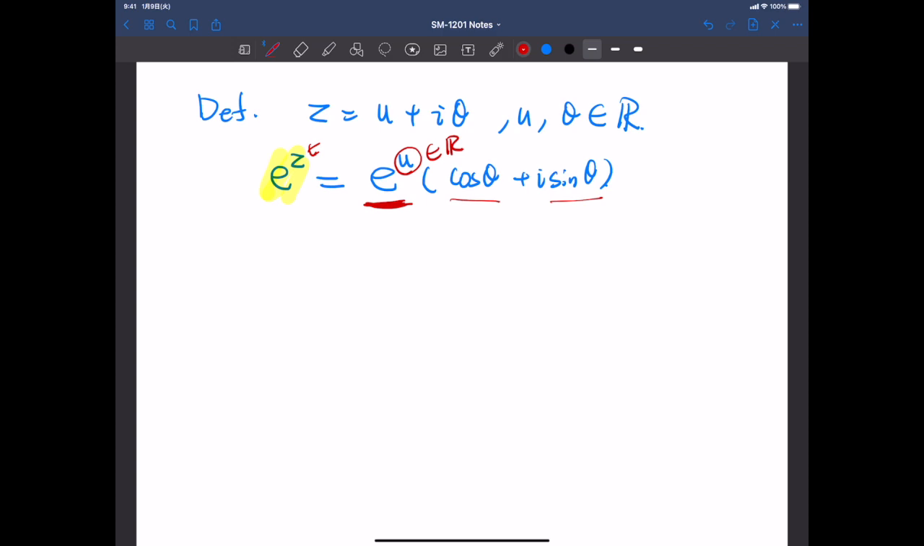So here we are defining a new exponential function with this constant e: e to the power of z, where z is a complex number. This means this. So here's the definition of a new function in the complex domain. This is a function from complex numbers to complex numbers.